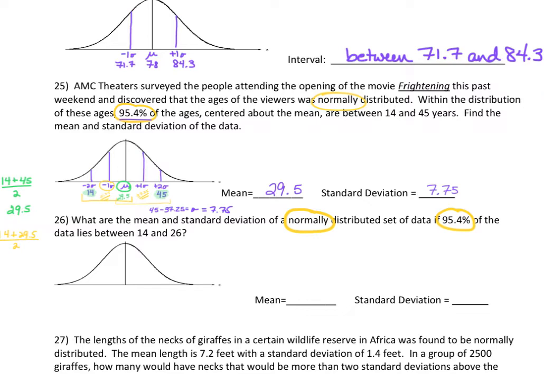And the next problem is fairly similar. You might want to pause the video and try it on your own. It gives you the same 95.4, which means that you want the data that falls between plus and minus 2 standard deviations. And then you just want to divide it into 4 pieces until you find the mean and standard deviation.